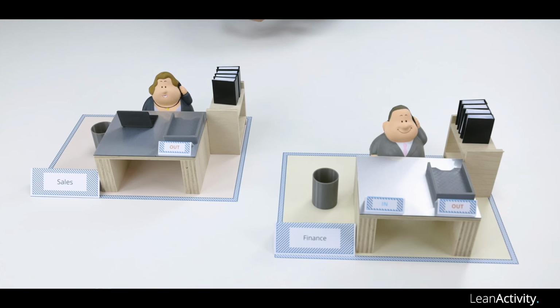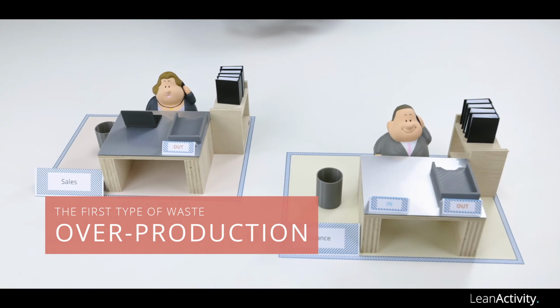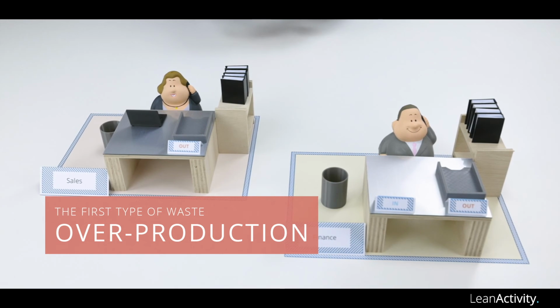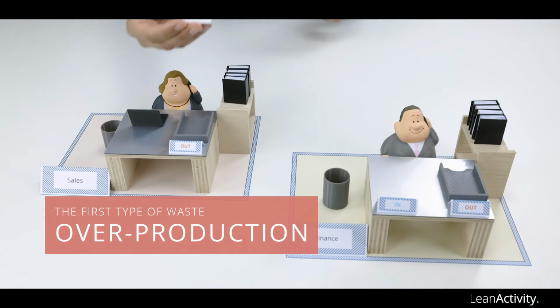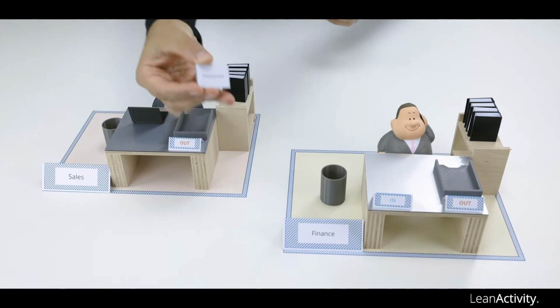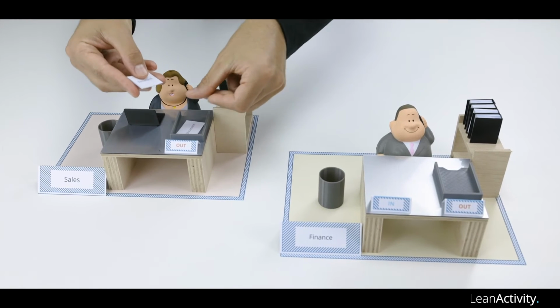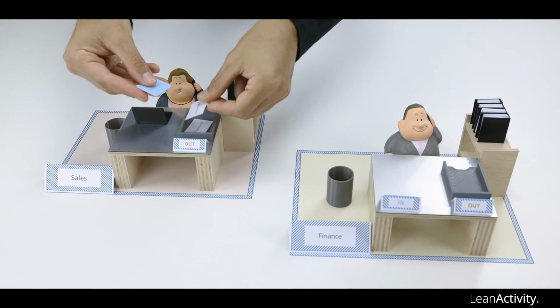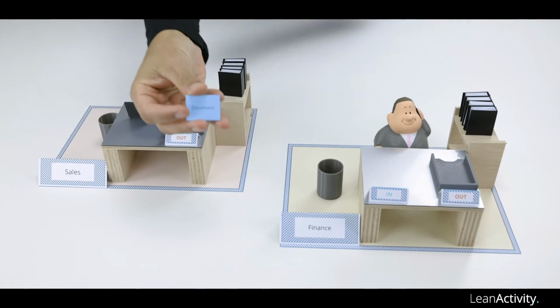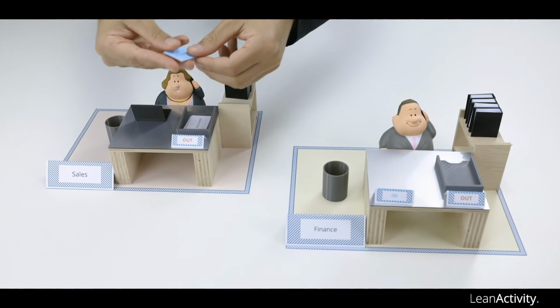The first type of waste is overproduction. This occurs whenever we produce more than we need. In this example, the sales department processes many different documents for the finance department. However, the only relevant document for finance is this blue-colored document.